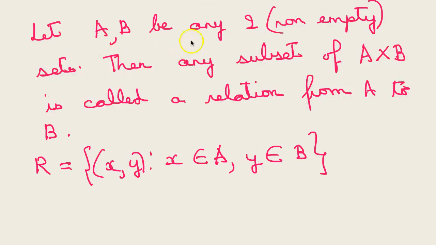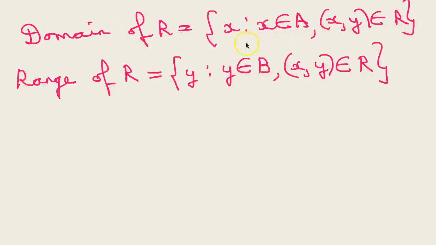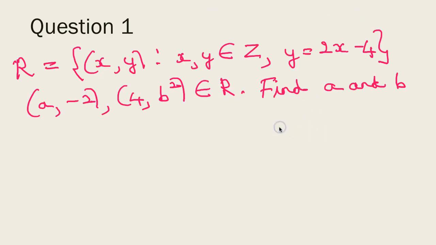Now what are relations? If A and B are any two non-empty sets, then any subset of A cross B is called a relation from A to B. So a relation is basically a subset of A cross B. And the domain of the relation is the set of x coordinates, and the range of the relation is the set of all elements y such that y belongs to B and (x, y) belongs to R.